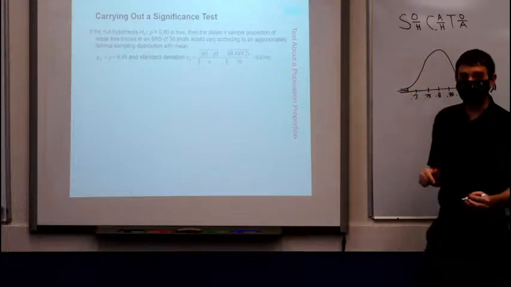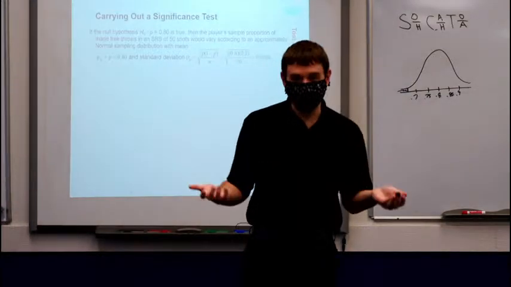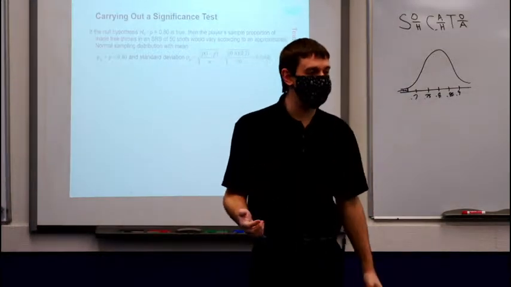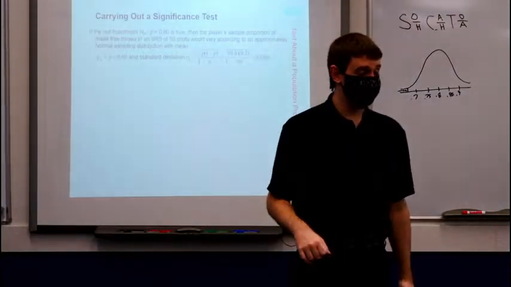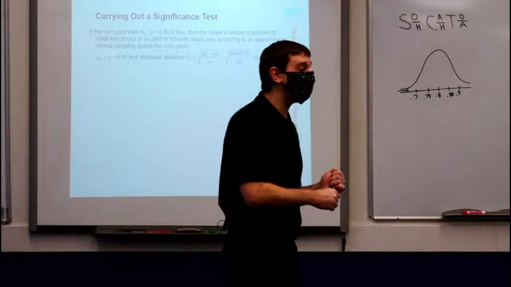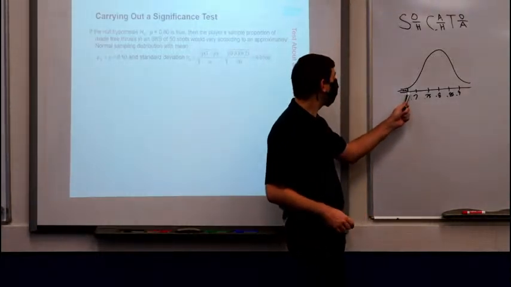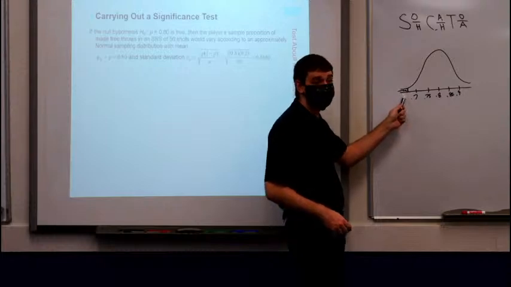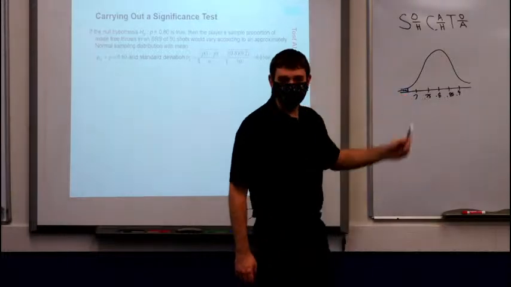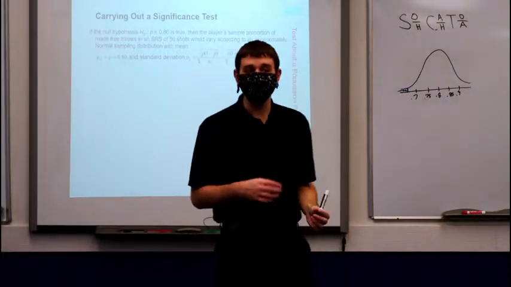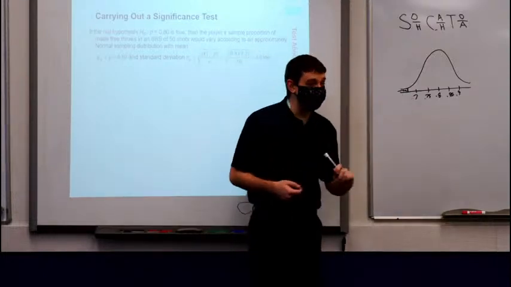Because remember my two possibilities. My two possibilities are I had a bad run of free throws and I just happened to get a bad sample, or my free throw percentage is actually lower. And so we are calculating the probability of this part, and we are doing that with our normal distribution. So how do we do normal distribution calculations? We do it by calculating a z-score.